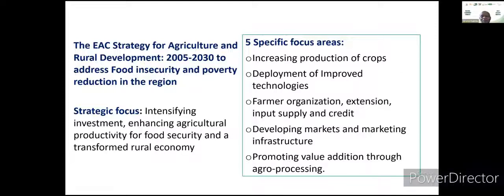And we have a number of focus areas: increasing production of crops. Of course, banana is a key one in the region. Deployment of improved technologies. Hybrids are the key technologies that we have deployed. But we have to work with the farmer organizations, extension and input supply. We should work with people who deal with credit so that farmers are able to access inputs and buy materials, including hybrids.